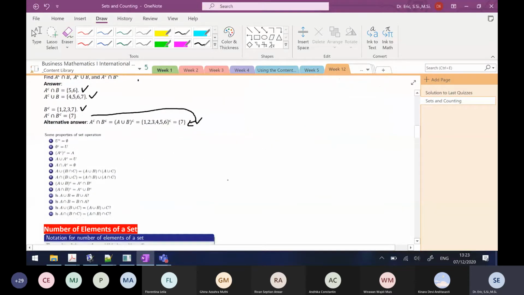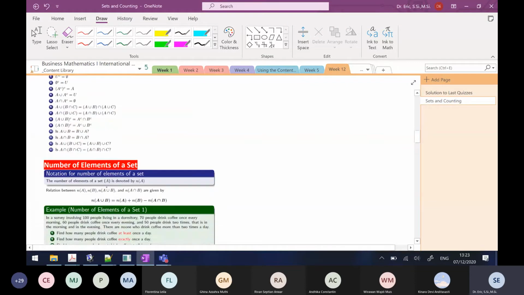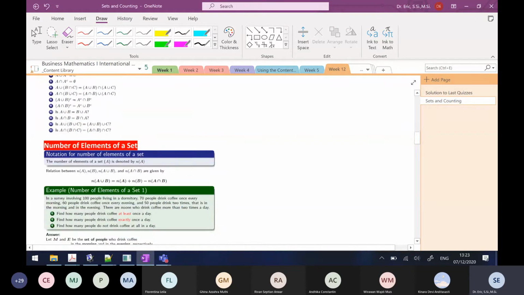This is some properties of the set operations. The complement of the universal set is the empty set. The complement of A complement is just A. A union A complement is the universal set. A intersection A complement is the empty set. You can check this by yourself. I have already shown you in the video also. You can check this more quickly if you use a Venn diagram. You look at the Venn diagram on the left hand side, and the one on the right hand side, and compare. Is it the same or not? If it's the same, then it is the same set.